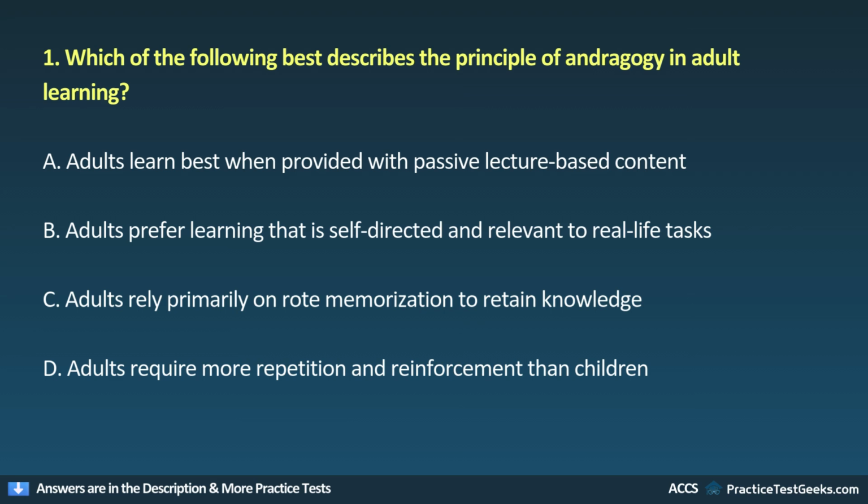1. Which of the following best describes the principle of andragogy in adult learning? A. Adults learn best when provided with passive lecture-based content. B. Adults prefer learning that is self-directed and relevant to real-life tasks. C. Adults rely primarily on rote memorization to retain knowledge. D. Adults require more repetition and reinforcement than children.